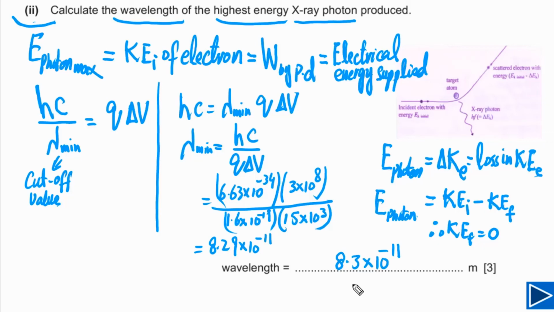This is how you need to calculate. It's simply that the final kinetic energy is zero, meaning the electron just stops. In this case, this is the nucleus and this is the electron. The electron is coming in with certain kinetic energy, and when it reaches this point it just stops here. So all the energy of this electron will be converted into an X-ray photon.